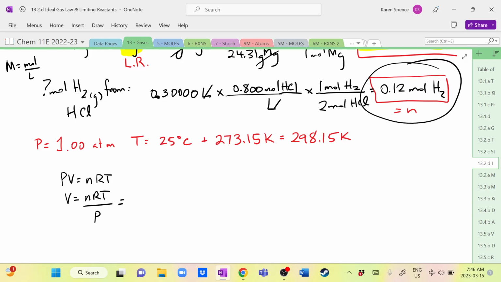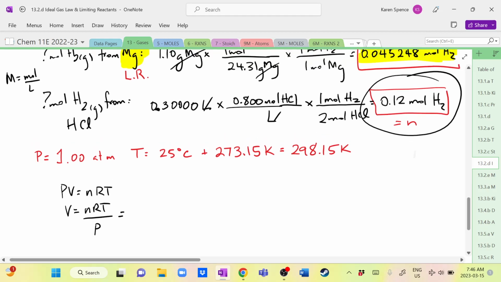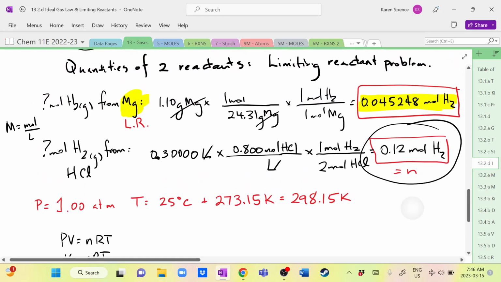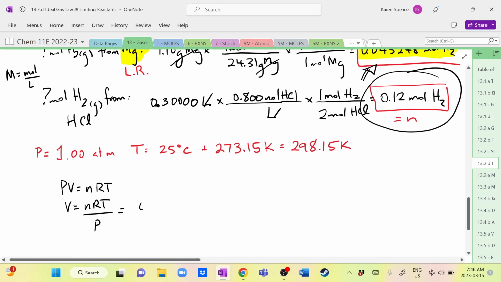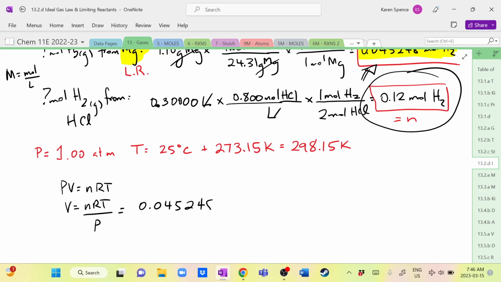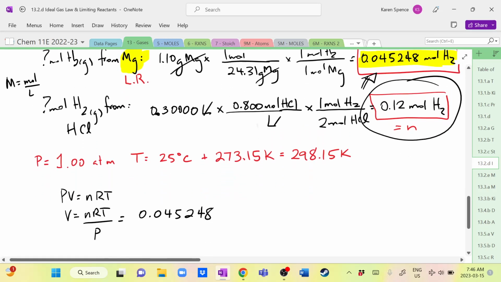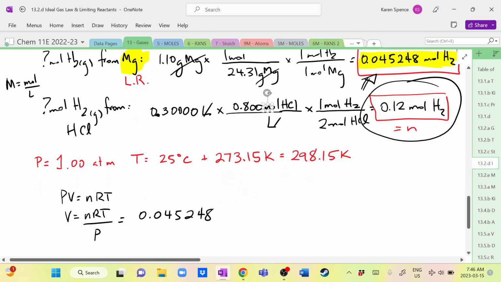Our moles of hydrogen, not that one. We want to use the smaller number of moles, 0.045248, because we can't make 0.12 moles of H2 since we don't have enough of the magnesium. We will run out of magnesium. So that's how many moles of H2 we could actually make from the Mg.